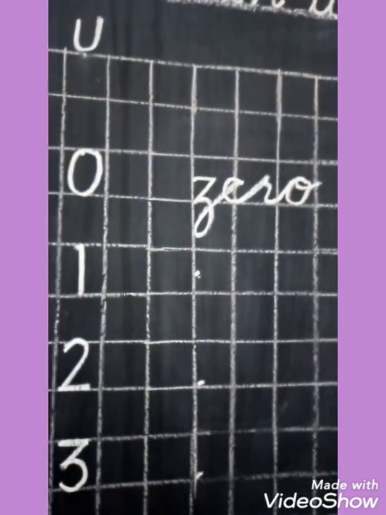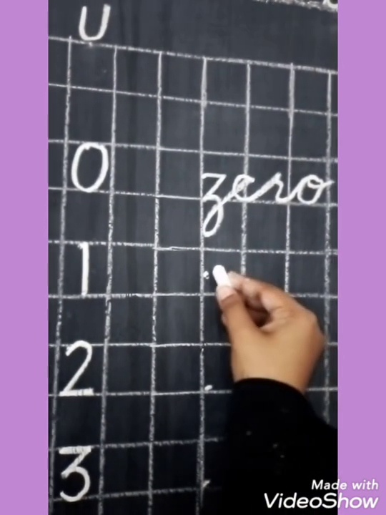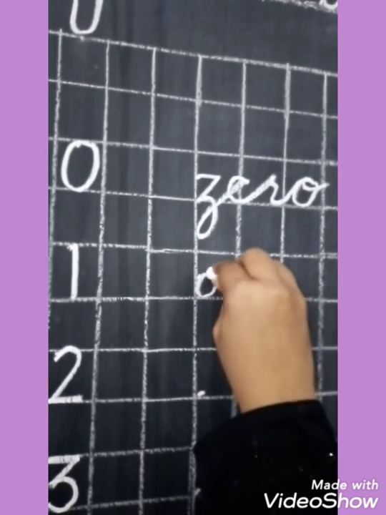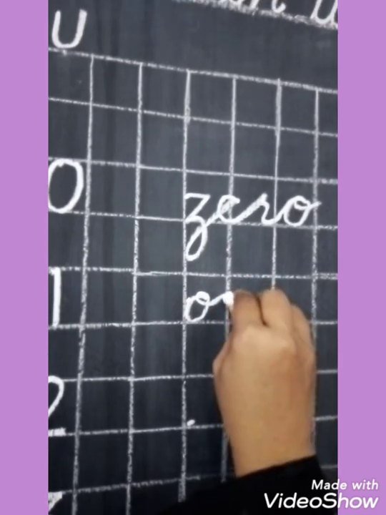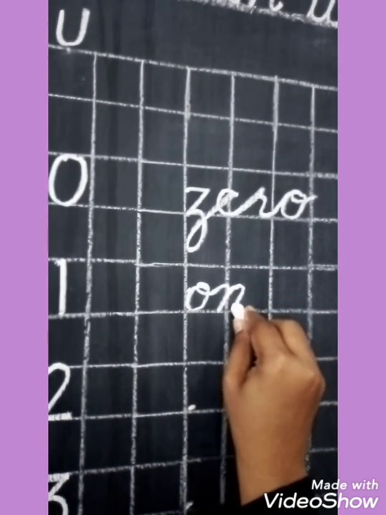Okay, Nursery class? The next number is 1. The spell of 1 is O-N-E, 1. Now start from here, make a round O. Make tail of O and go up. Come down in slanting way. Again go up. Come down in slanting way.